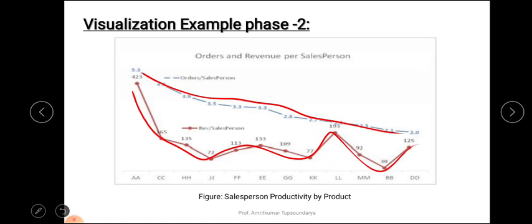It shows the highest productivity of 5.3 orders per salesperson, which is here, down to 2.1 orders per salesperson. And the second line, the blue line, shows the revenue per salesperson for the products. The revenue per salesperson is highest at 360, while it is lowest at 30.